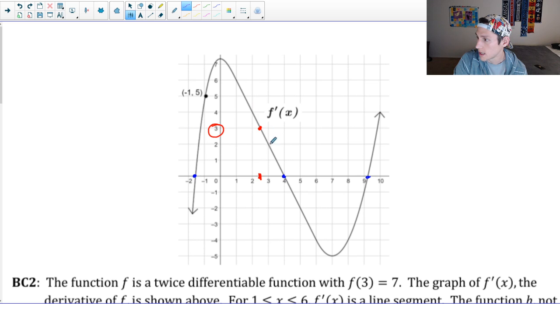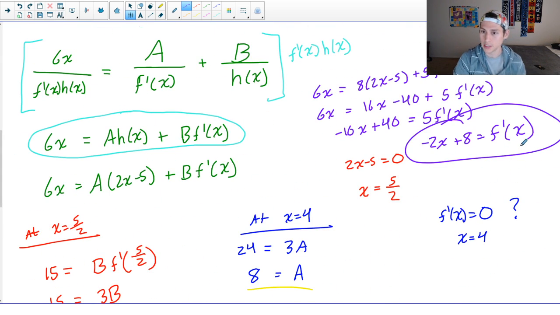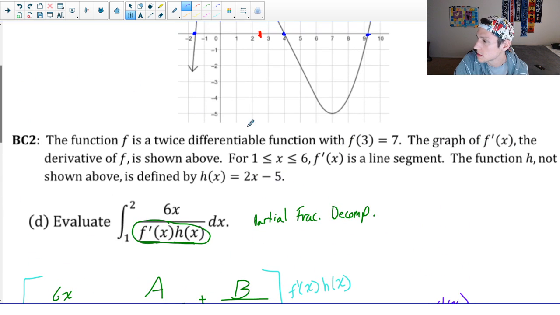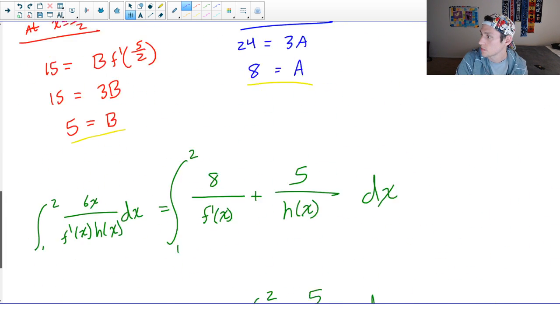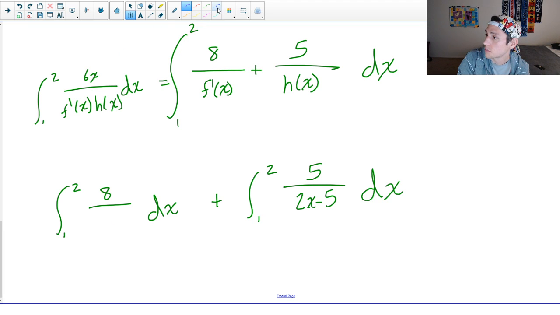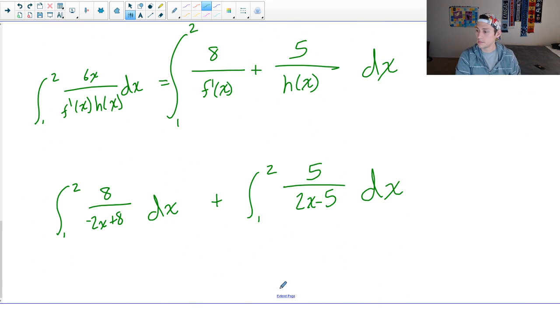This is the straight line that the problem setup talks about. It's a line segment. So this is f prime, more specifically just for that straight line between here and here. Where does it talk about that? Yeah, between 1 and 6. But that's fine because the integral that I'm doing is between 1 and 2, so it falls within that range. Right, so actually f prime of x is negative 2x plus 8. Right, wasn't that what it was? Negative 2x plus 8, yep.